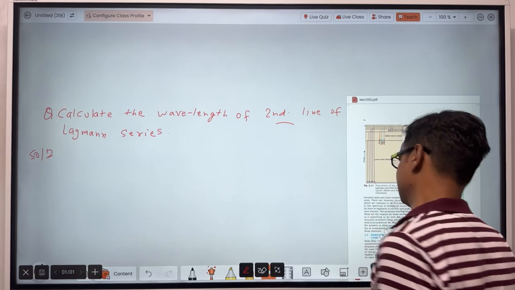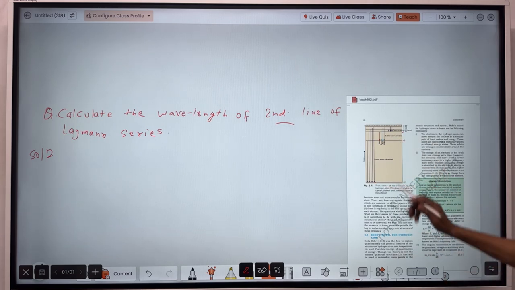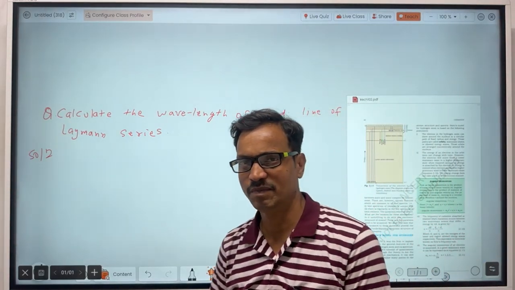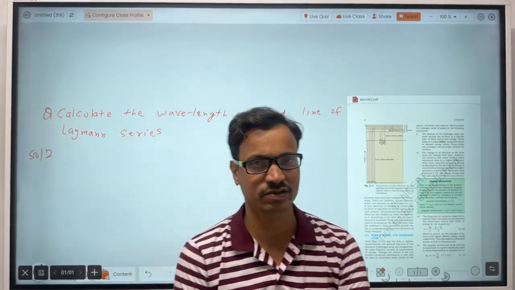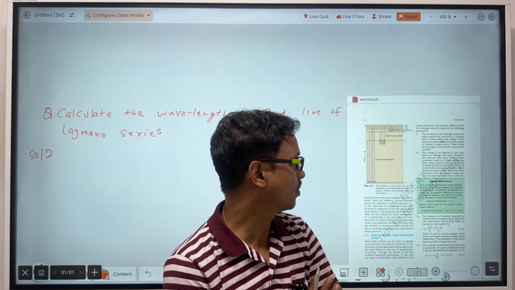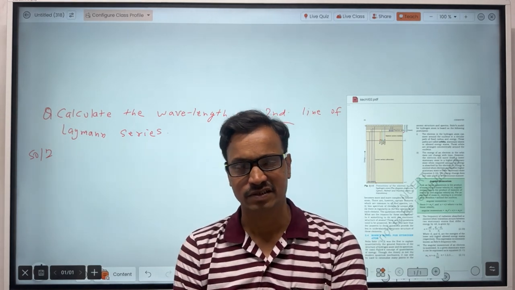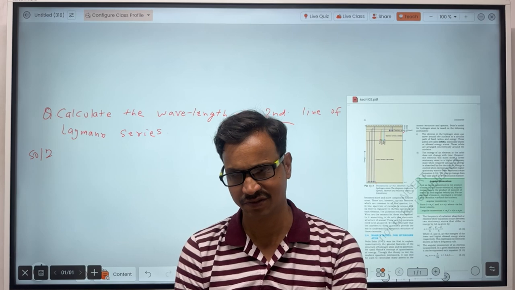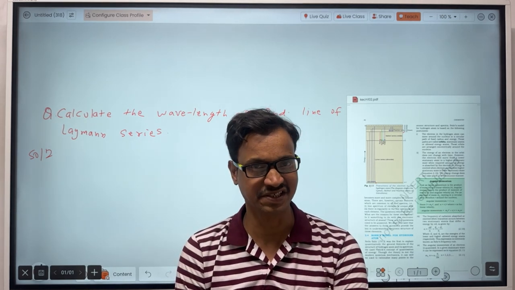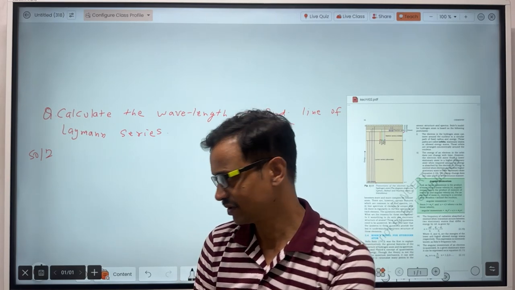So the energy emitted, the decrease in energy of the electron, will always be equal to the energy of radiation. How much decrement there is in the energy of the electron will be equal to the energy of radiation. That means when the electron falls from n equal to 3 to n equal to 1, the energy of the electron will decrease. The remaining amount of energy will be emitted in the form of electromagnetic radiation.